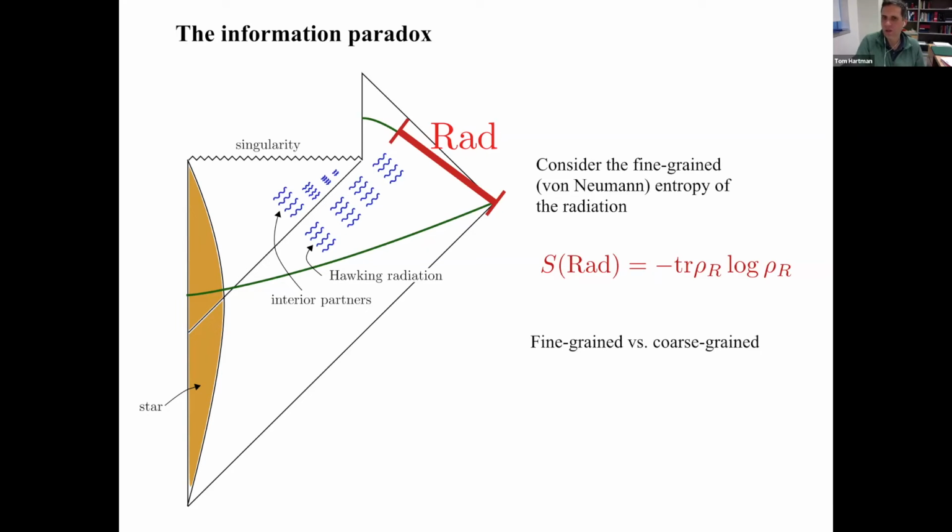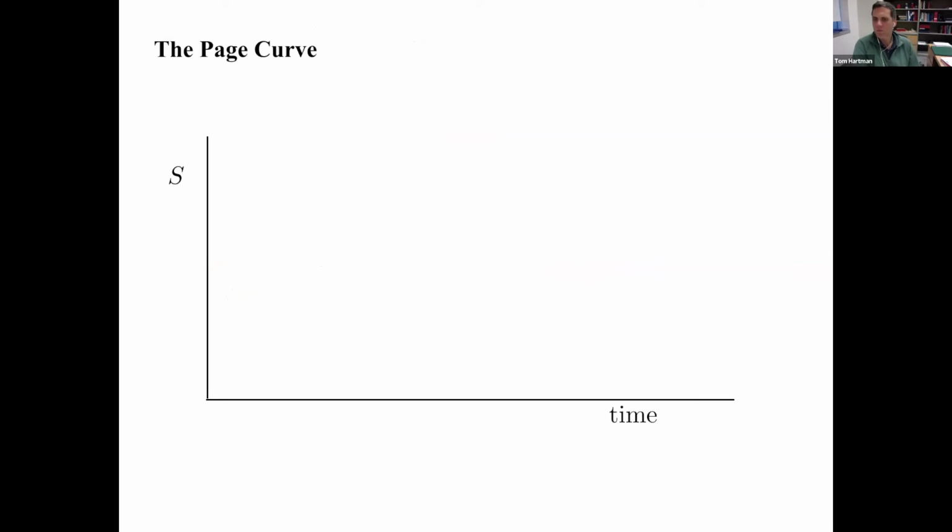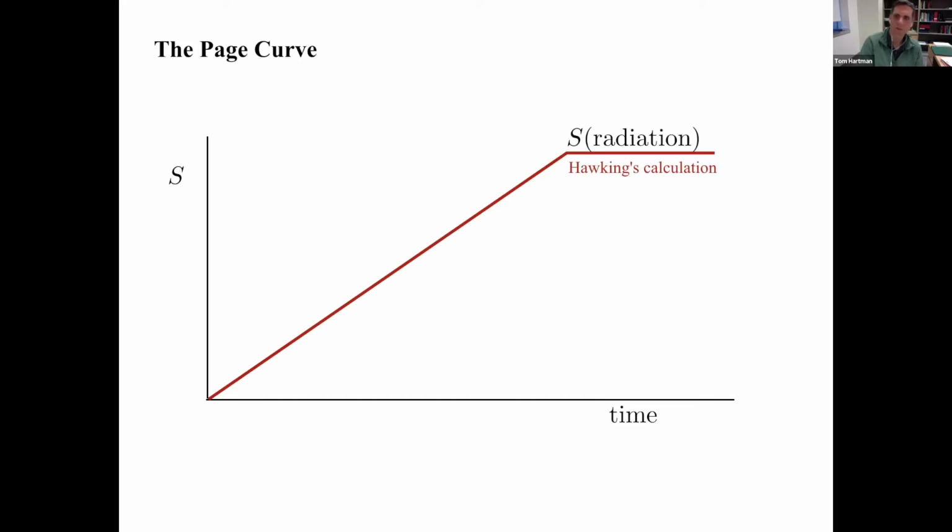Now what we're going to do is look at the behavior of the entropy of the radiation as a function of time. So we're going to plot this fine-grained entropy S as a function of time t. First, I'm showing Hawking's calculation. Hawking's calculation says that the radiation is in a thermal state.